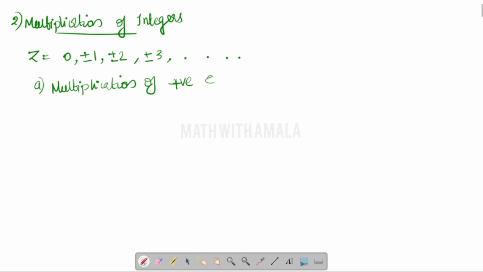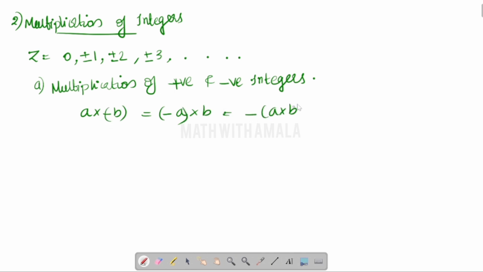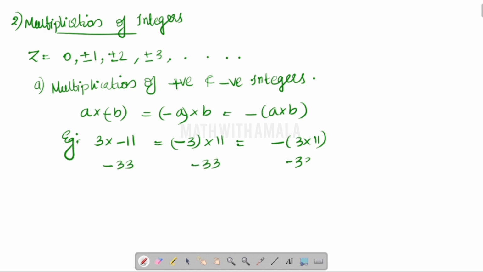Okay, so multiplication of positive and negative. That means we are giving two different cases together. Positive and negative integers multiplied together. a into minus b equals minus a into b. That is just rearranging the negative sign, and you will get the same: minus of a into b. So 3 into minus 11 is equal to minus 3 into 11, which means it is minus of 3 into 11. So wherever you have the negative, it is the same for multiplication. It is taken for both.